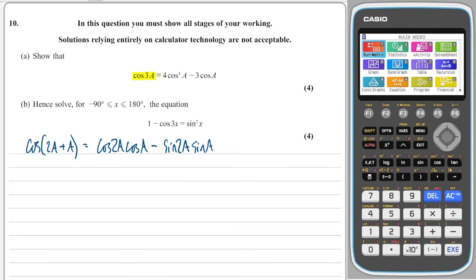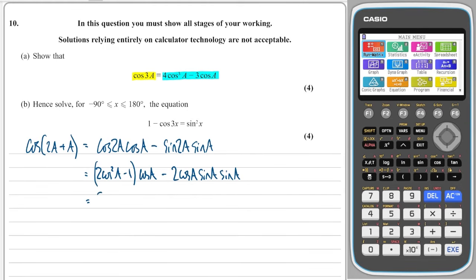I can then use my double angle formula for cosine. I want my answer to eventually arrive with lots of cosines in it, so I'm going to change the cosine 2A to 2 cosine squared A minus 1. And I'm going to multiply that by cosine A. And sine 2A is 2 cos A sine A. And that's also multiplied by sine A there.